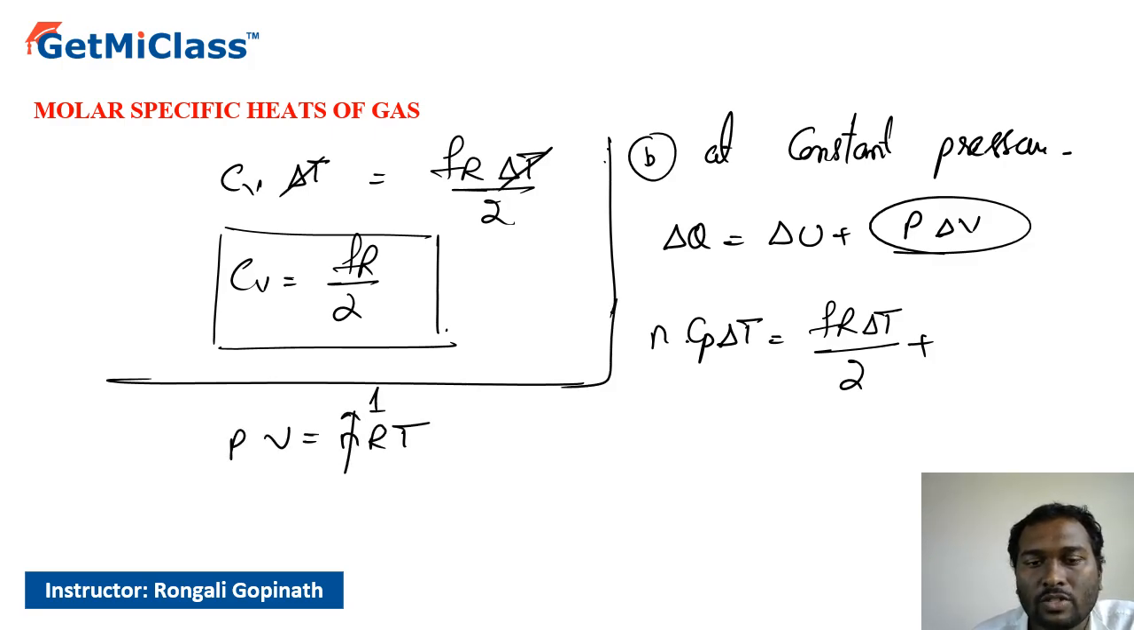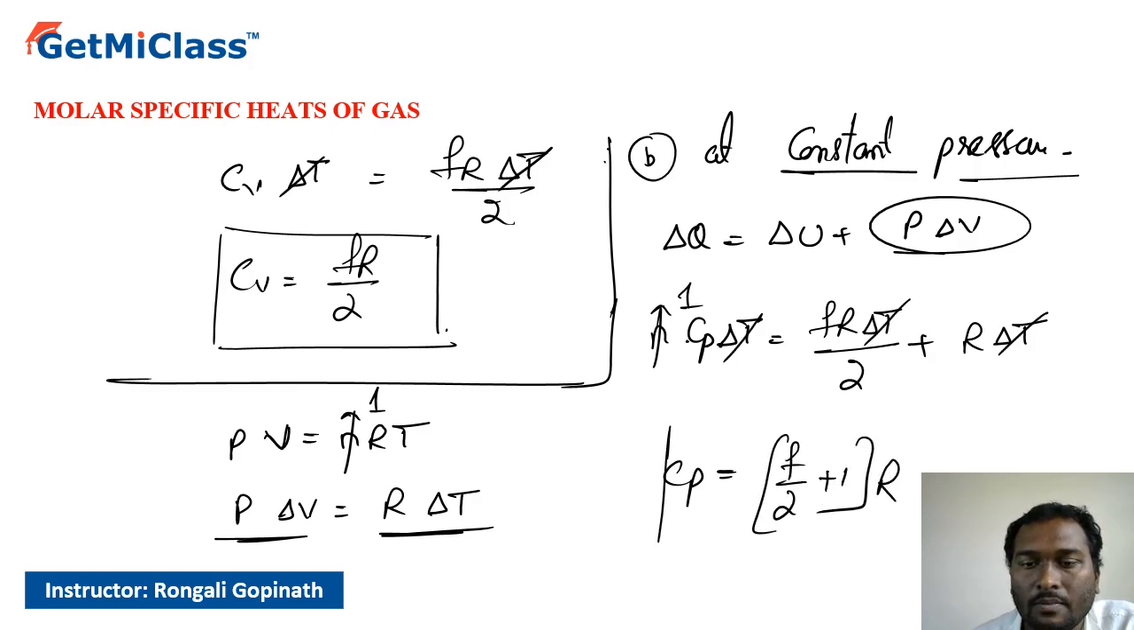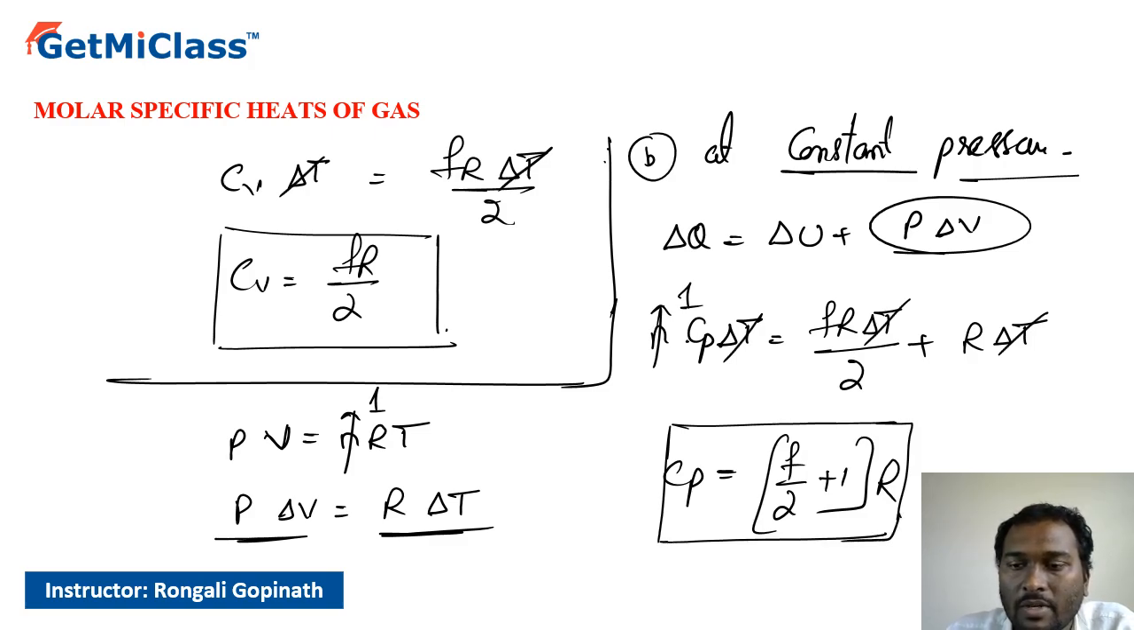Since the number of moles we have fixed to 1, we'll take it as 1. This is the constant pressure condition. At constant pressure, if I take the derivative, P into delta V is R into delta T. So this can be replaced with R delta T over here. Since the number of moles is 1, this is kept as 1. Delta T can be cancelled on either side. Cp can be written as F by 2 plus 1 times R. So I have written the molar specific heats at constant pressure and constant volume in terms of the total degrees of freedom and gas constant R.